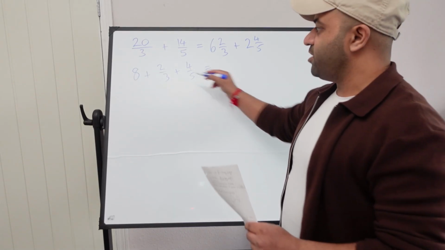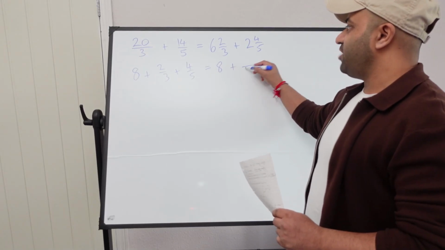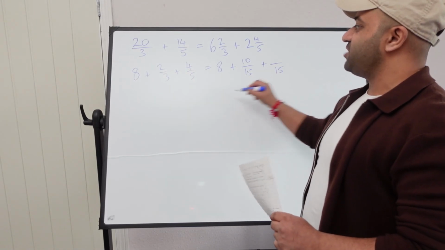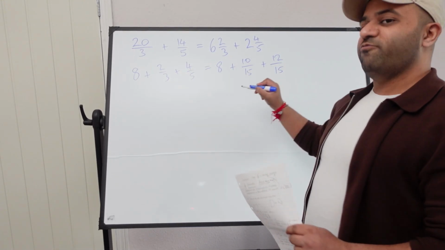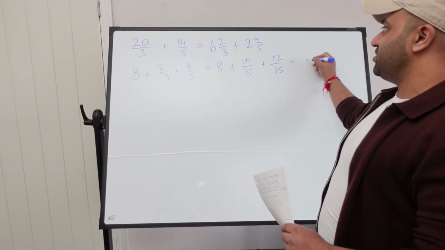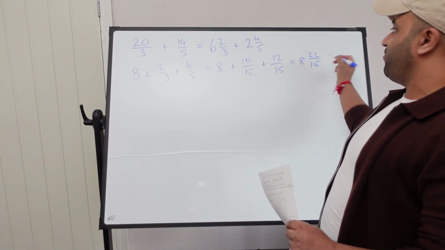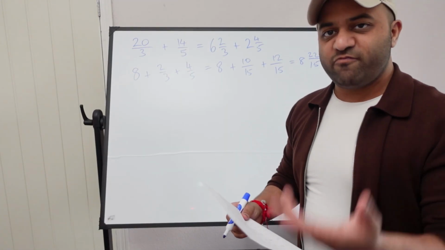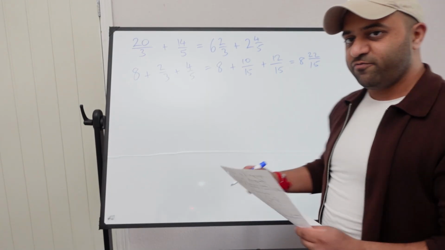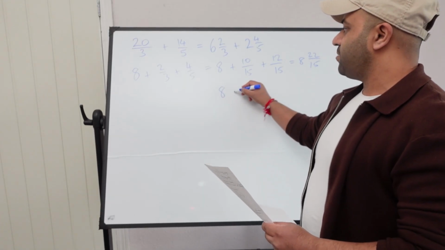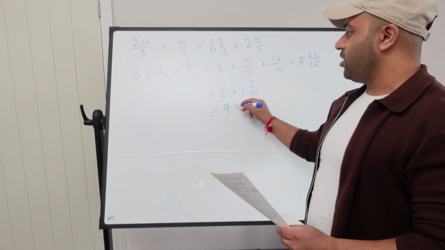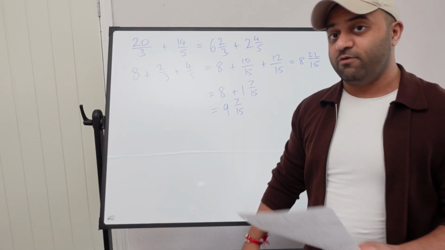So carrying on, the common denominator is 15. So multiplying by 5, we have 10/15, and multiplying by 3, 12/15. So 10 and 12 result in 22. So we have 8 and 22 over 15. But the 22 over 15 can also be changed into a mixed number, which is 1 and 7 over 15. So we can have 8 plus 1 and 7 over 15, which is the same as 9 and 7 over 15 for our final answer as a mixed number.